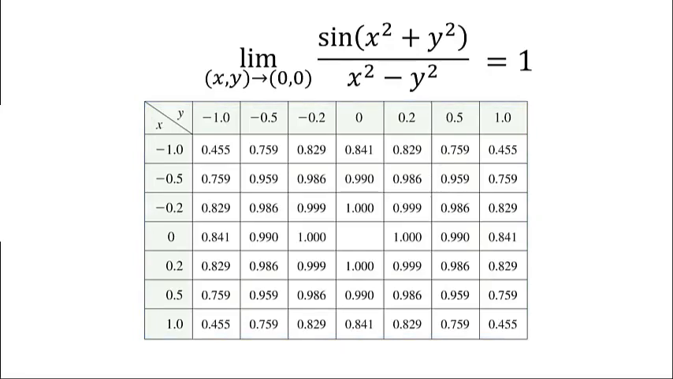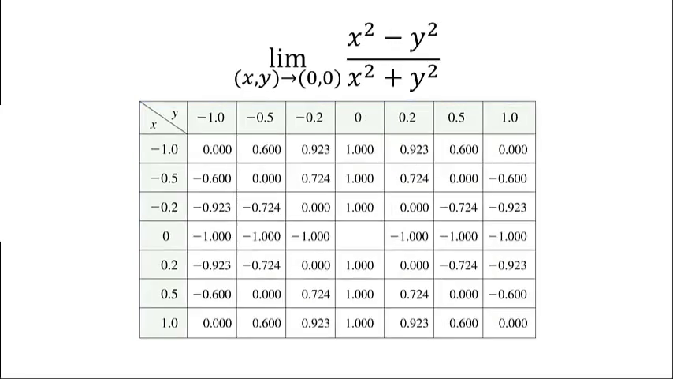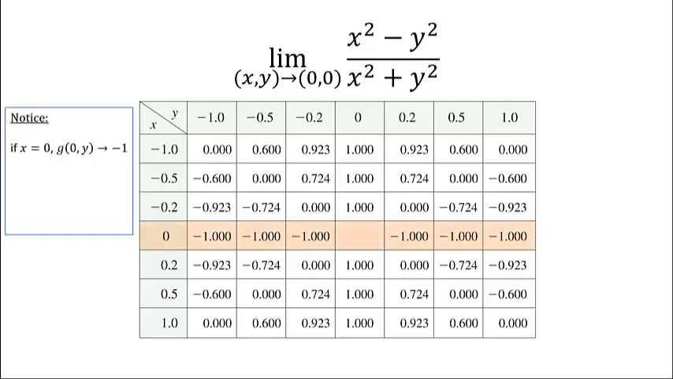Now let's compare that to the next limit. Again, we're approaching the point (0, 0), this time of the function (x squared minus y squared) over (x squared plus y squared). What I want to point out this time is that if we fix x to be 0, then it looks like the function is approaching the value negative 1. However, if we fix y to be 0, then it looks like our function is approaching the value positive 1.